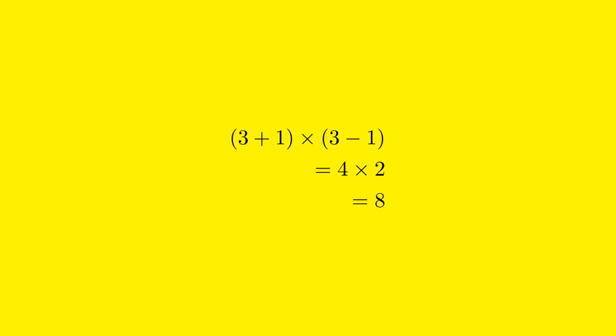This step demonstrates how the factored form provides the same result as the original expression when specific values are substituted. This is the final step.